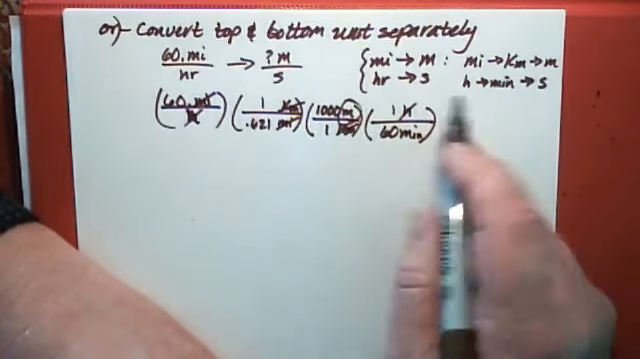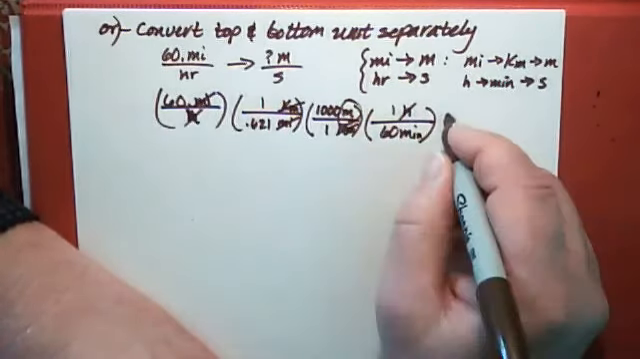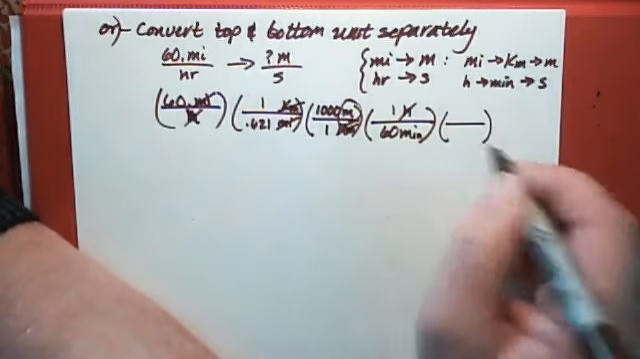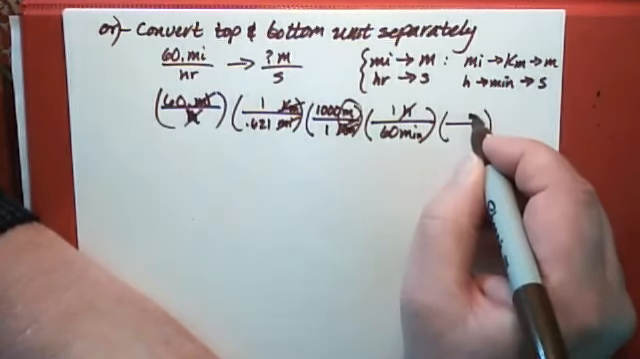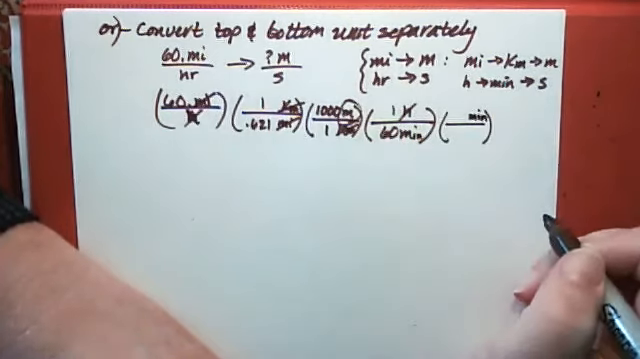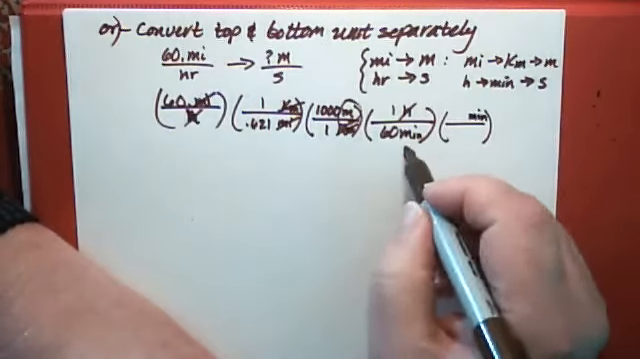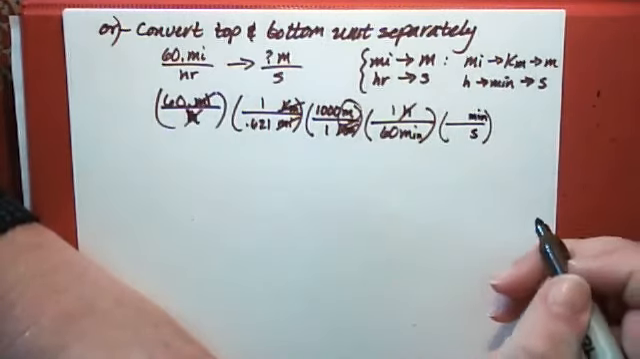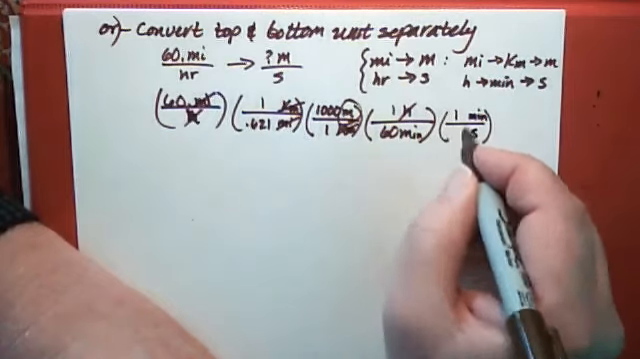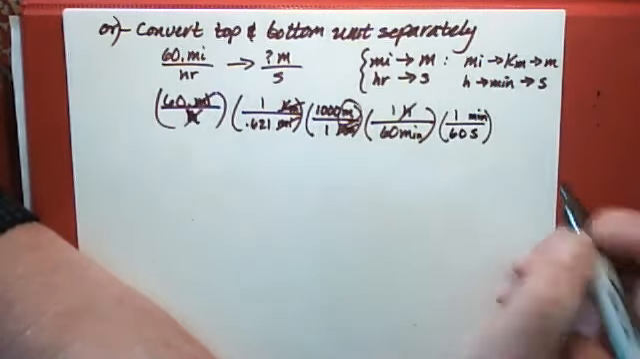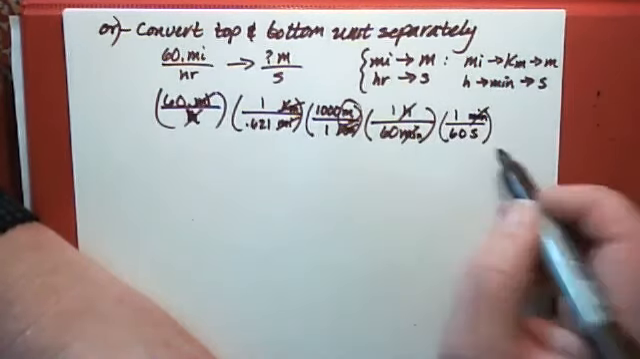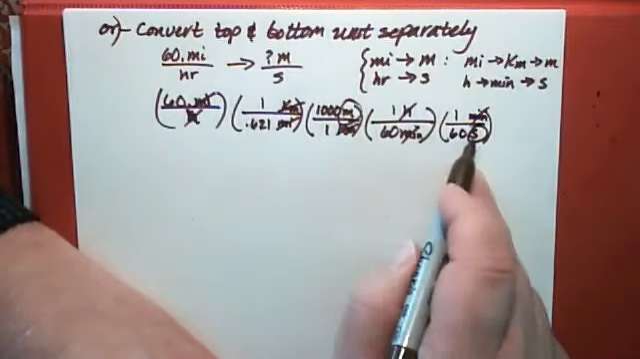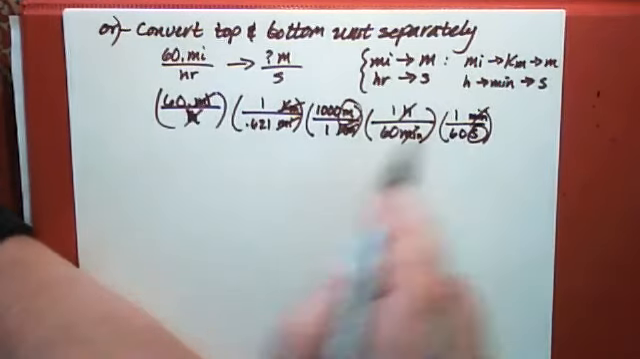But we don't want that. We want meters per second. So that means minutes has to go on top of the conversion factor, so it'll cancel with the minutes we already have, and seconds need to go on the bottom. And we know there's 1 minute for every 60 seconds. So now minutes will cancel, and we would have meters per second once we work out all the math.